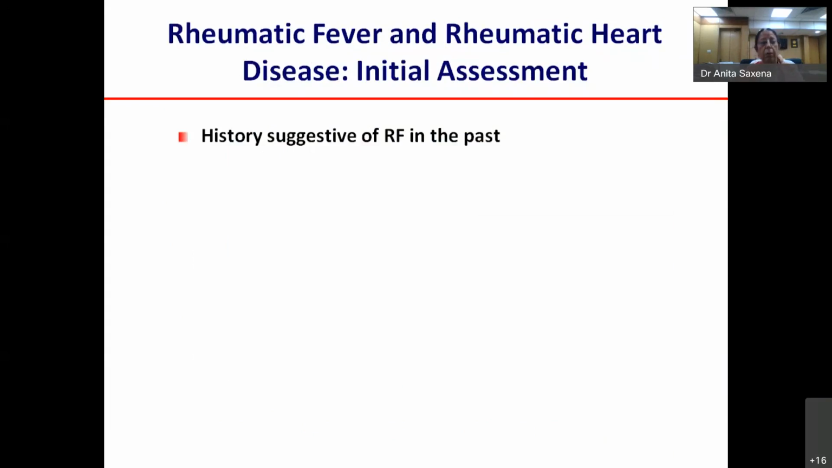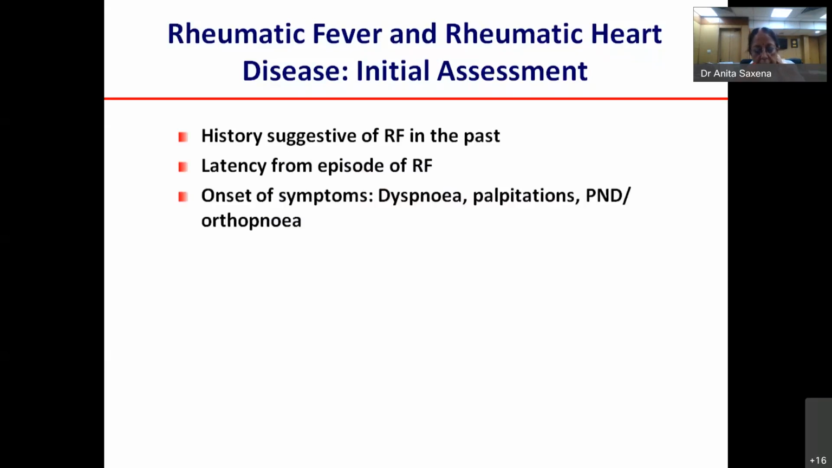Somehow patients of mitral stenosis are less likely to give a history of rheumatic fever than patients of regurgitation, mitral or aortic. We also like to know when was the last episode, how much time has elapsed, because generally speaking, we talk about 2 or 3 years at least from the episode of rheumatic fever to rheumatic heart disease. But then we have something called the malignant form of rheumatic heart disease where this latency may actually be quite less.